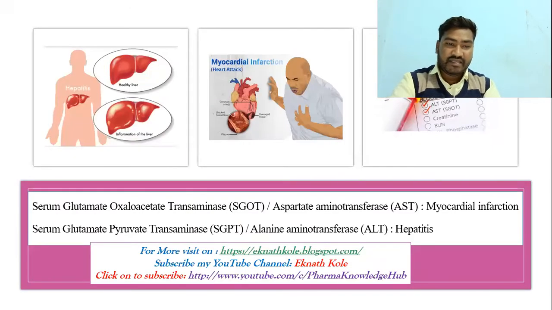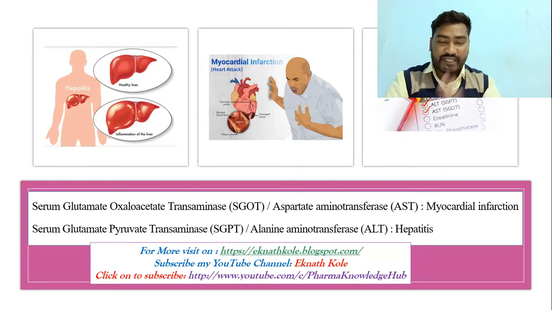The next one is the serum glutamate oxaloacetate transaminase, which is SGOT. It is formerly known as SGOT, and nowadays it is aspartate aminotransferase, AST. Both are the same. Okay, so if the SGOT is increased in our body, it indicates that the person will be suffering from myocardial infarction. If in our body the level of this SGOT or AST is increased, it indicates that the person is having myocardial infarction.